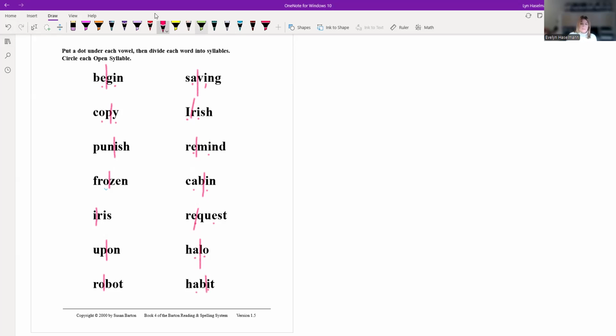Okay, let's look for open syllables. Open syllables are one vowel that is not closed. The door is not closed. There's no consonant after it. Okay, so like this E right here, this is an open syllable, but the other one is not.